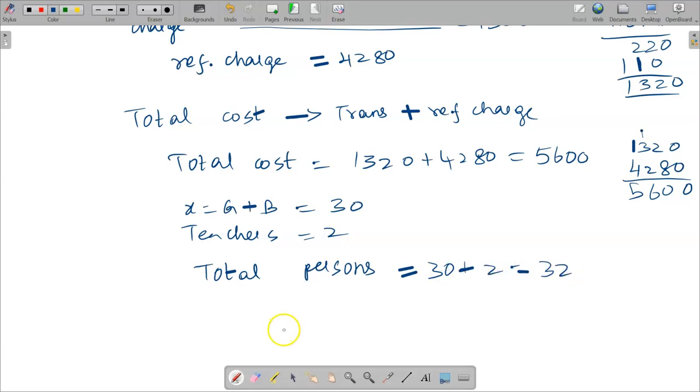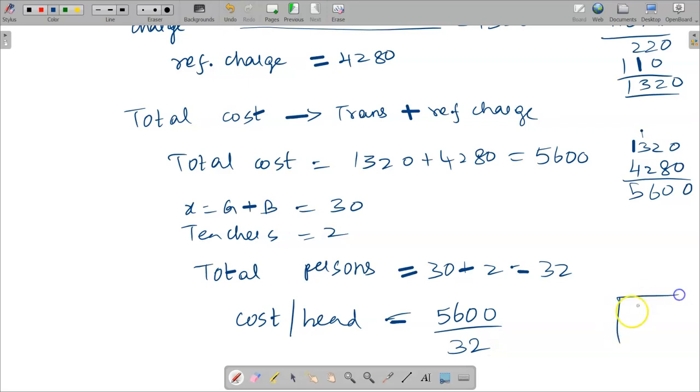Okay, so they are asking cost per head. So cost per head is nothing but, what is the total cost? 5600. Okay, per head means how many members are there? 32 members are there along with the teachers. So just divide by 32. Okay, so 5600 divided by 32. So 3 ones are 3, 2 ones are 2. Okay, just subtract these two values.